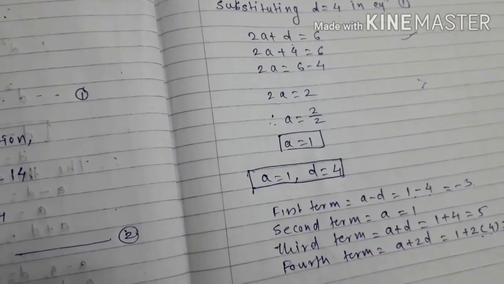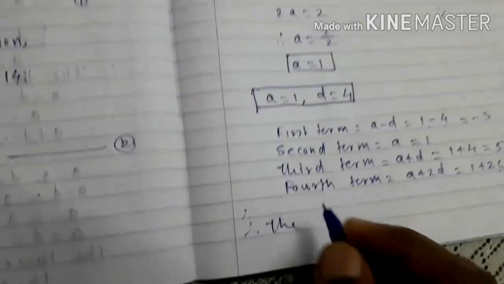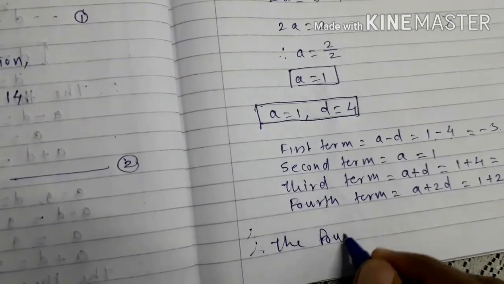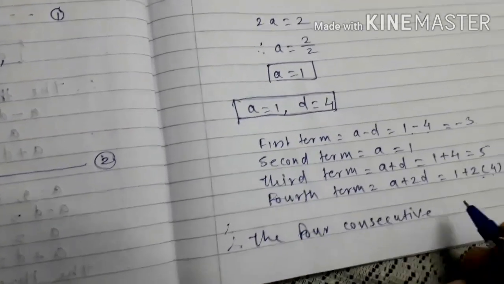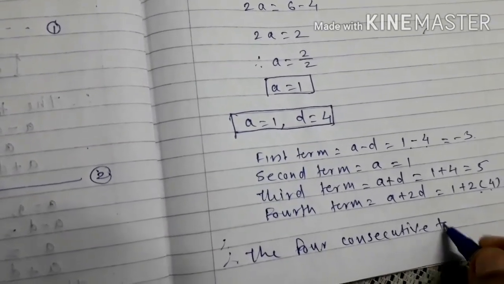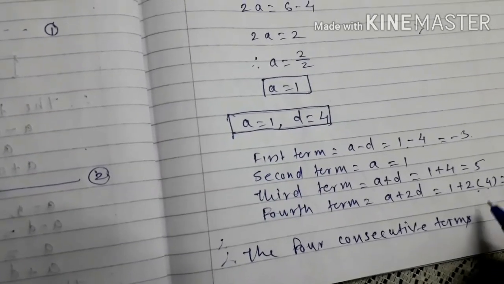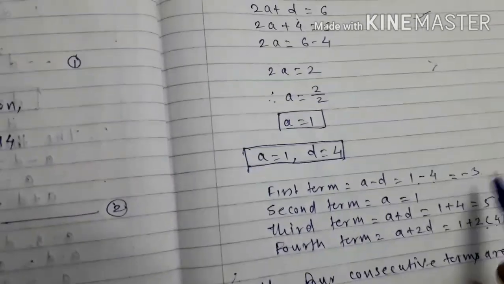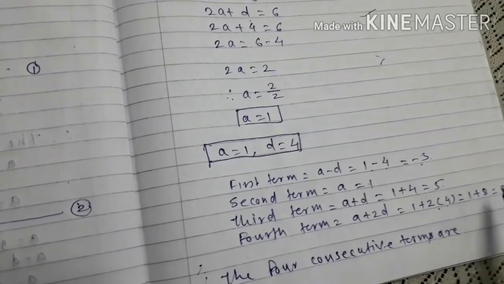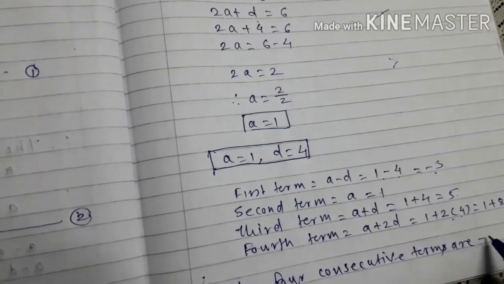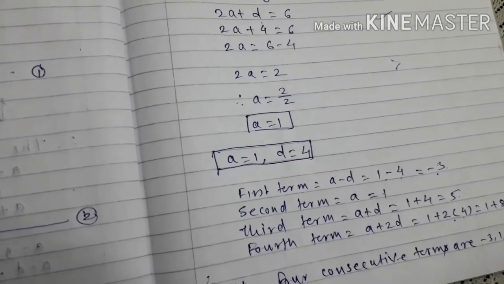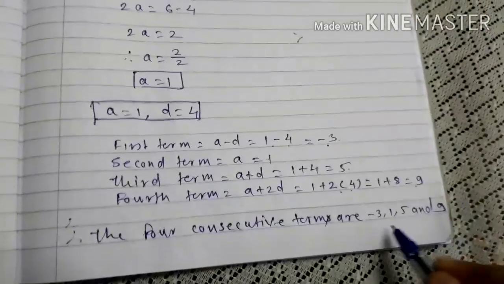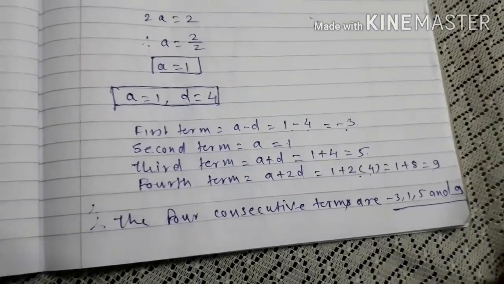Therefore the 4 consecutive terms are minus 3, 1, 5 and 9.